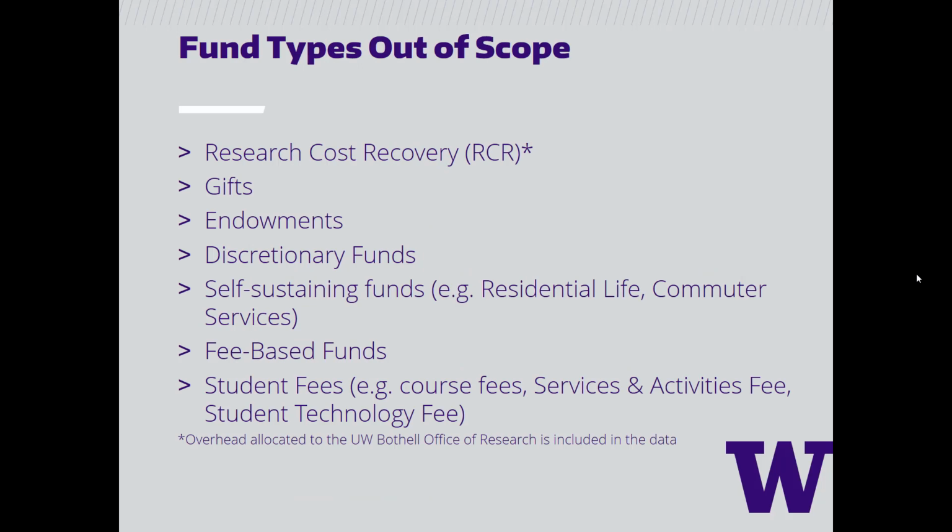Some of the fund types that are out of scope of this video will include research cost recovery funds, which are the overhead costs associated with grant and research dollars. However, the overhead allocated to the UW-Bothell Office of Research is included within this data. Other fund sources not included are gifts, endowments, discretionary funds, self-sustaining funds and activities of the campus, fee-based programs, and various student fees, to include but not limited to course fees, the services and activities fee, and the student technology fee. Again, if you need data on these fund types, please contact the Office of Institutional Planning and Budget.